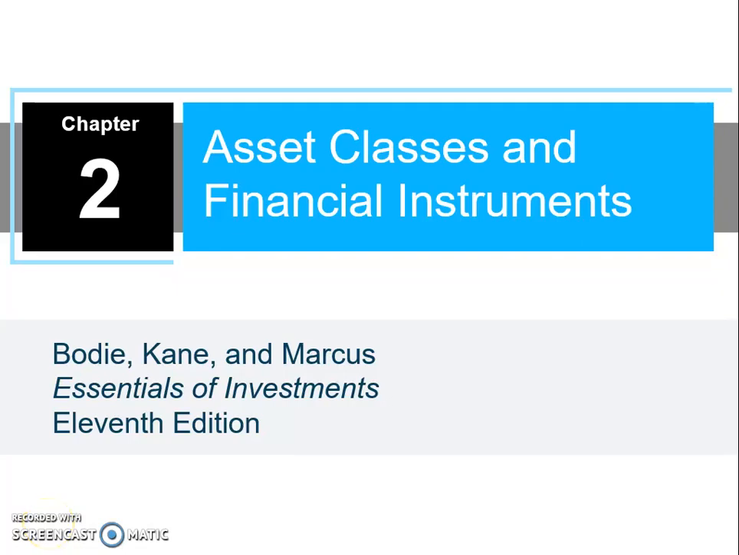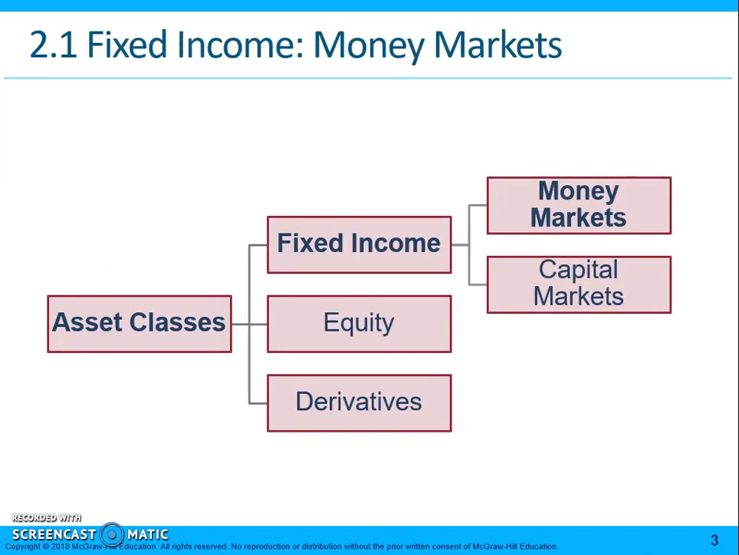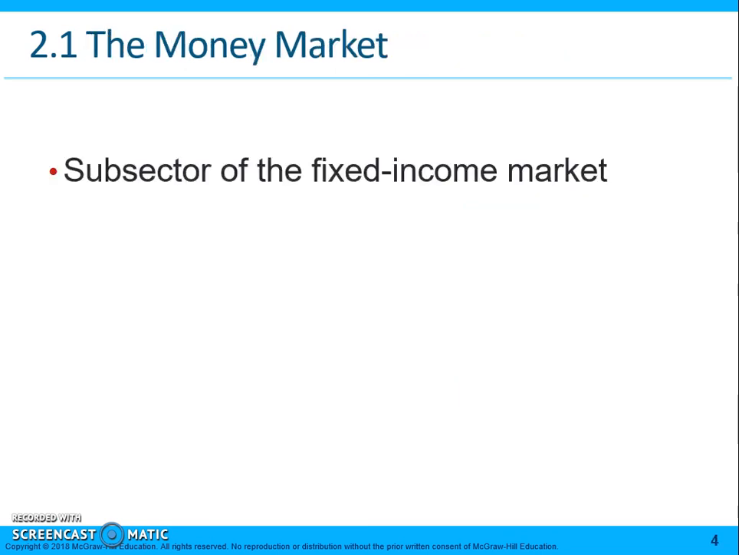This is the first lecture for Chapter 2, Asset Classes and Financial Instruments. The asset classes are broken down into three classes. We have fixed income, equity, and derivatives. Fixed income is separated between money markets and capital markets. Money markets are the first subsector of the fixed income market.